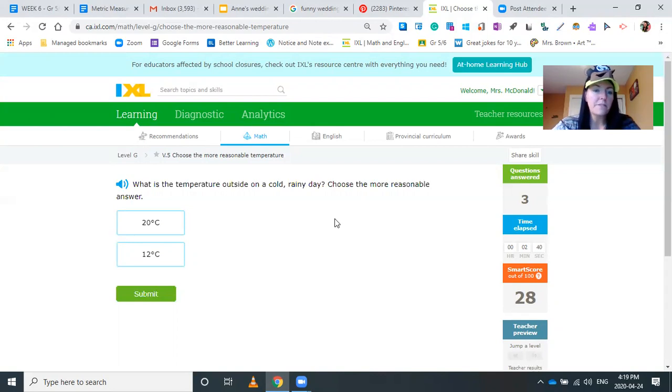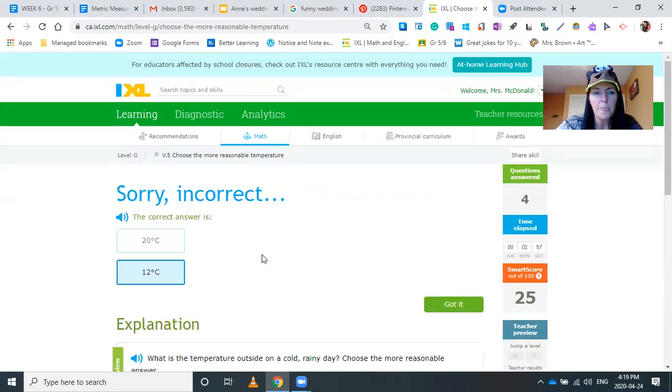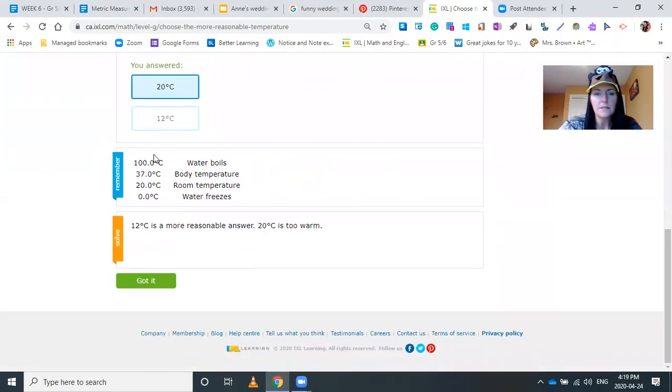Just a tip for this one, for V5, if you're struggling to figure it out, then again, add to your notes, write down what different temperatures are. For example, if I make this one incorrect, what is the temperature outside on a cold, rainy day? If I were to get it wrong, here it tells you these pieces of information, which is a very good thing to have. But this solve part, 20 degrees is too warm, 12 is a more reasonable answer. You should write all of this down just to give you a little bit more of an understanding of temperature.